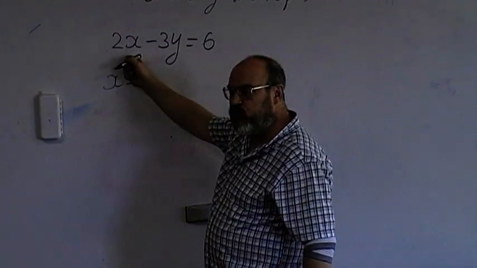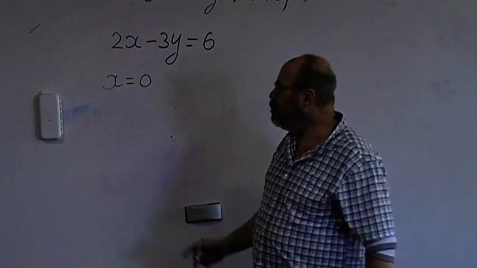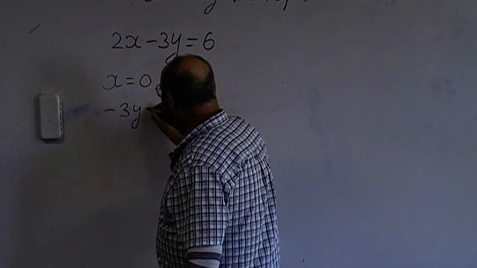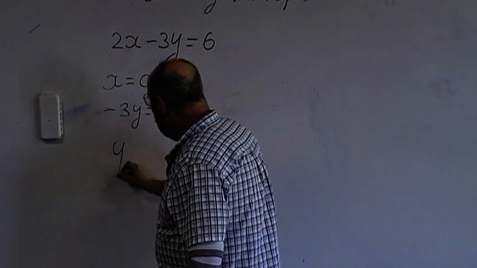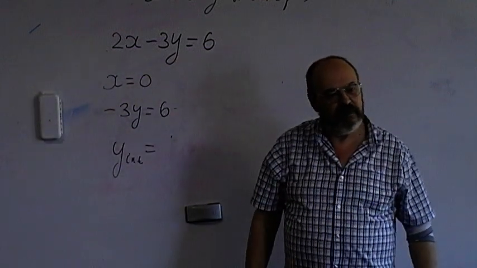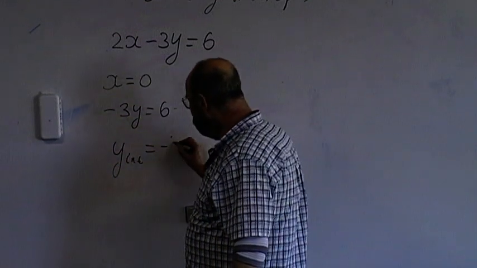Let's substitute 0 instead of x. 2 times 0 is 0. So we get negative 3y equals 6. So the y-intercept equals negative 2.